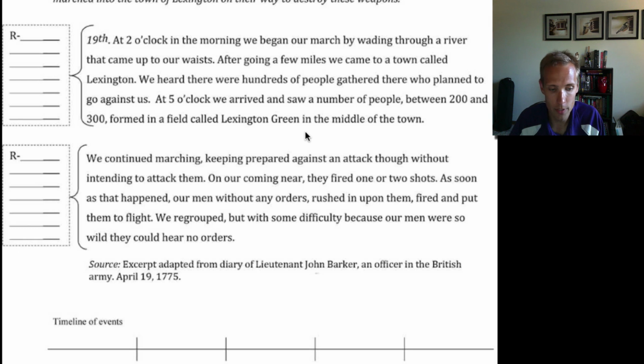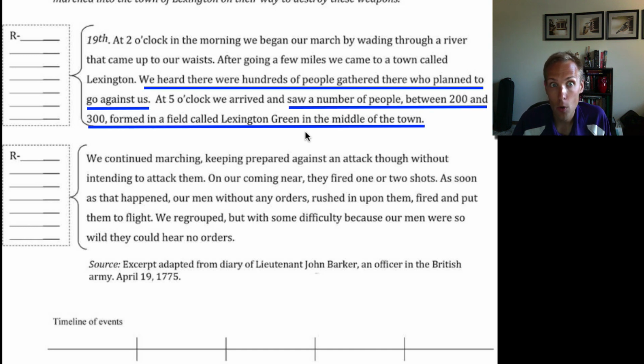Now, what I notice here is that he says, we heard there were hundreds of people gathered there who planned to oppose us. So he's saying that the wording here makes it sound as though the colonists were the aggressors or the attackers, that there were many colonists gathered. So I would underline this section, there were hundreds there gathered who planned to go against us. And then I also underlined and saw a number of people between 200 and 300 formed in a field called Lexington Green in the middle of the town.